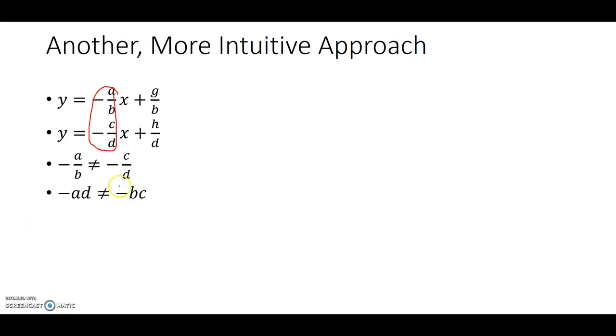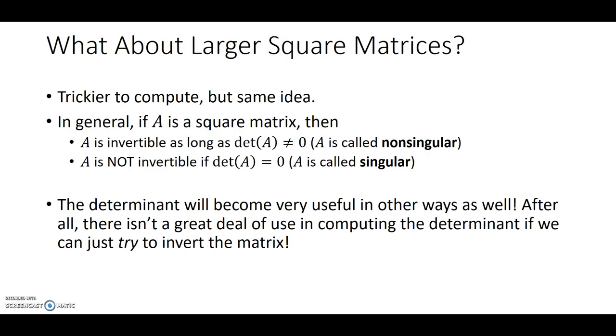Well, that translates to, if I do a little bit of algebra on this, multiply both sides by bd, I get negative AD and negative BC. And those two things can't equal each other. Well, if I divide through by a negative, I get AD can't equal BC. And if I subtract BC away from both sides, I get AD minus BC can't equal 0. Well, hey, guess what? There's the determinant again. That's just another slightly more intuitive way to think about it, setting the slopes equal to each other, or in this case, putting in a not equal sign between them.